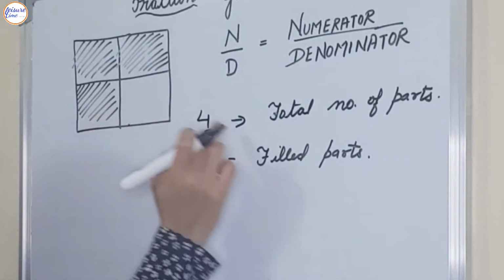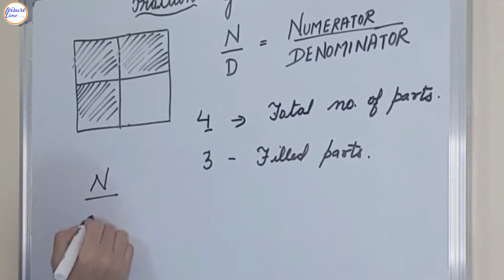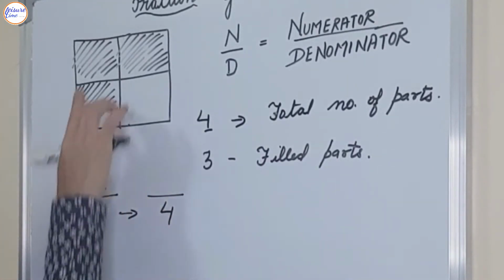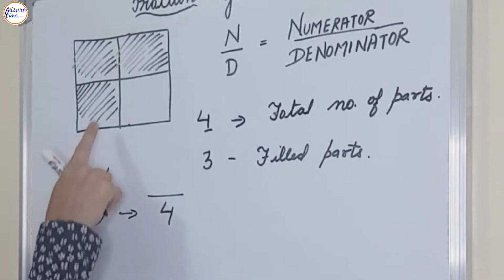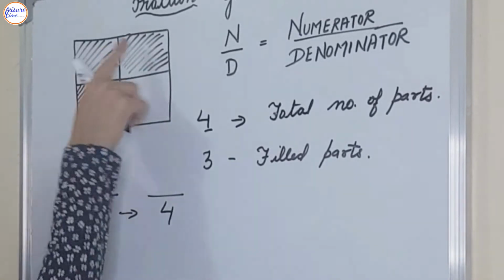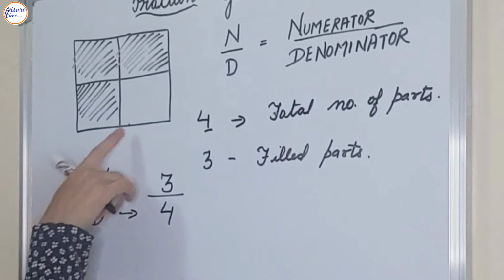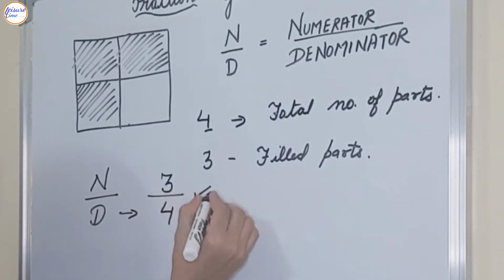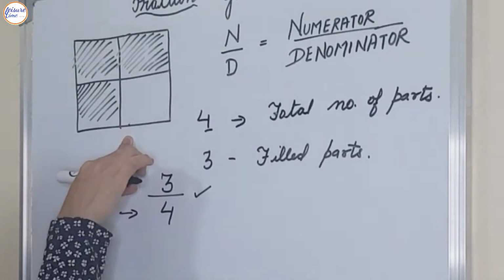Total number of parts means denominator. This is numerator and this is denominator. So total number of parts is denominator, means 4. Okay. Now numerator. So how many parts I filled? 3 parts. So number of parts which is equal in this square is numerator, which is 3. So 3 by 4 is the fraction of this square.